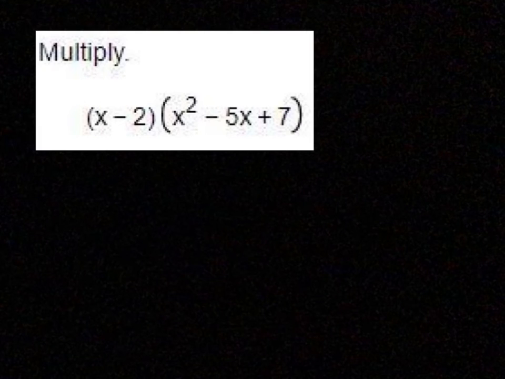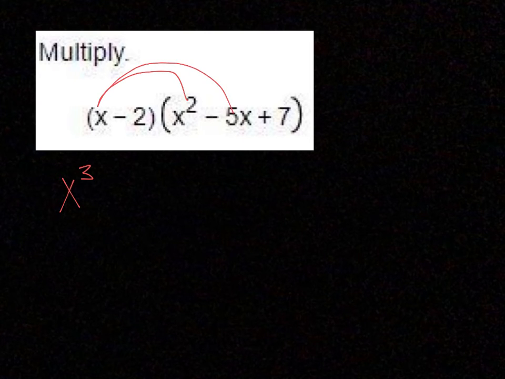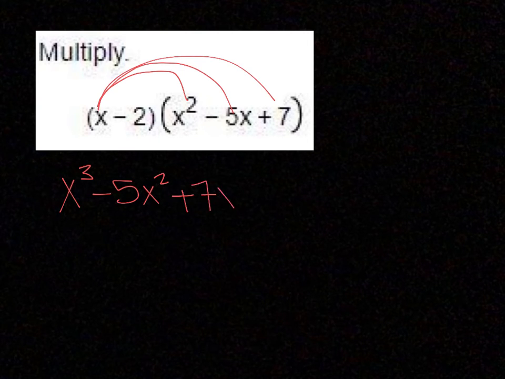All right, so here's the real doozy. We've got to do our distributive property, and we've got to do it twice. So we're double distributing. We're going x times x squared. Now, when we do that, all we're doing is adding an x. So 2 plus 1 gives me 3. X times -5x is -5x squared. X times 7 is positive 7x.